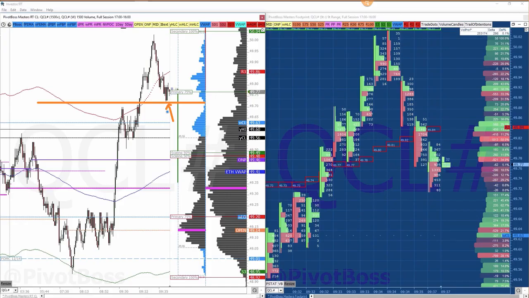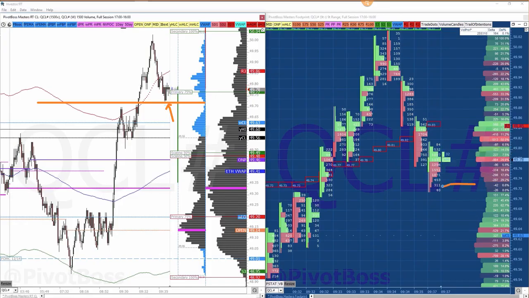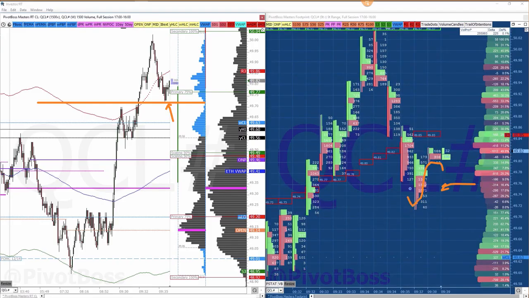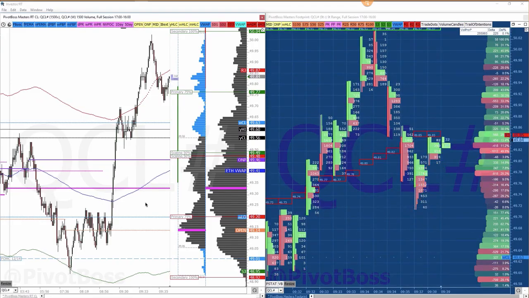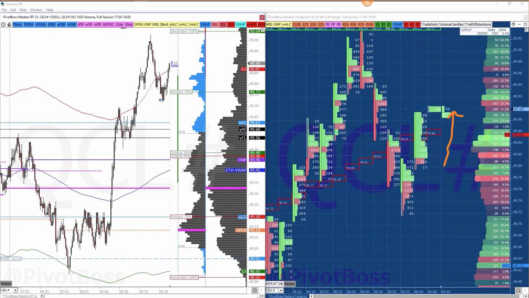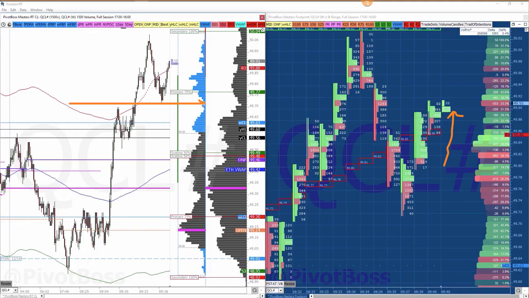Look at that right there. So it starts to hold a little bit. Over here, you can see quite a bit of sell imbalances right there. And they don't get paid, and you start to see the thing go up yet again. So 49.70, do you see that LVN that it left behind right there?